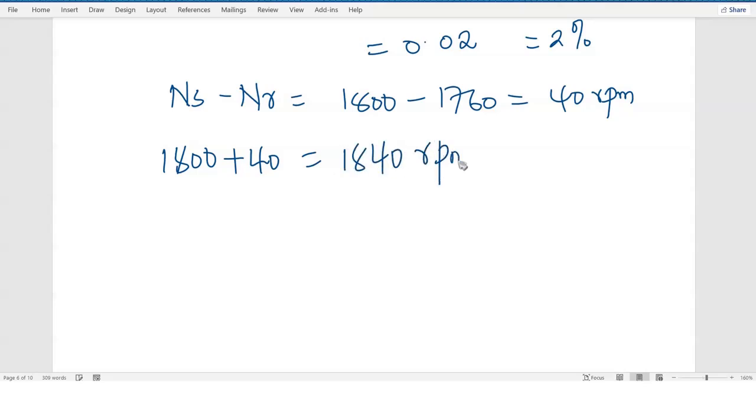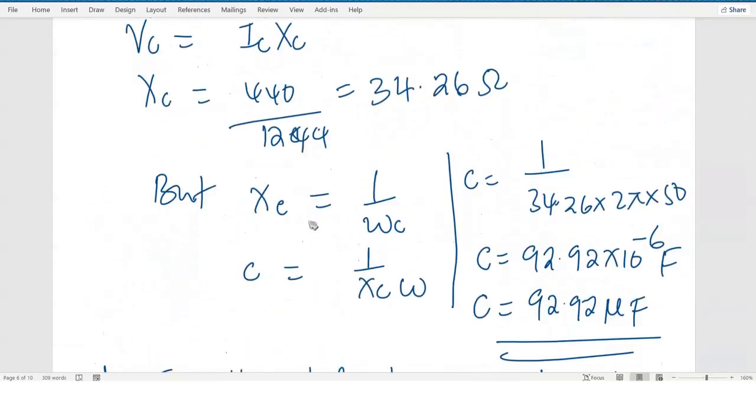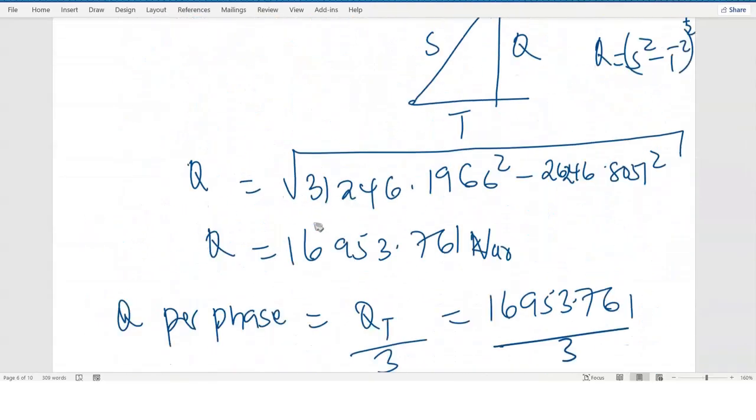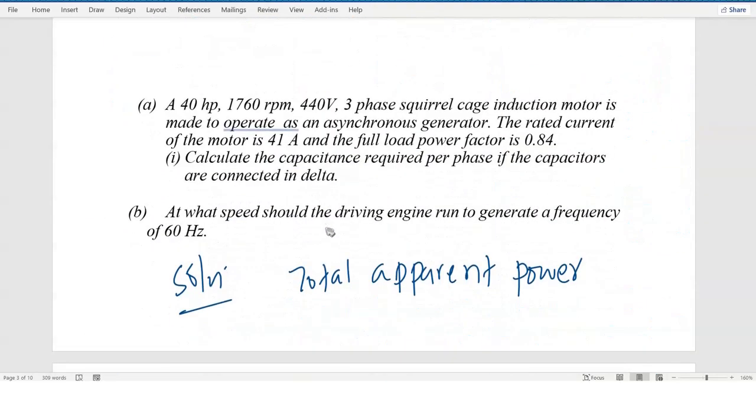1840 RPM. So this is the speed with which the asynchronous generator is going to be operating when it is to generate power at a frequency of 60 Hz. So that's it.